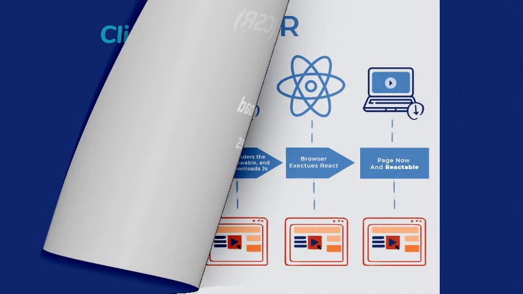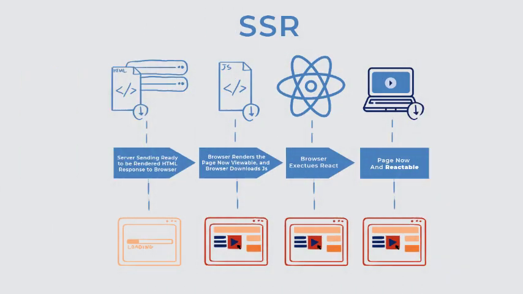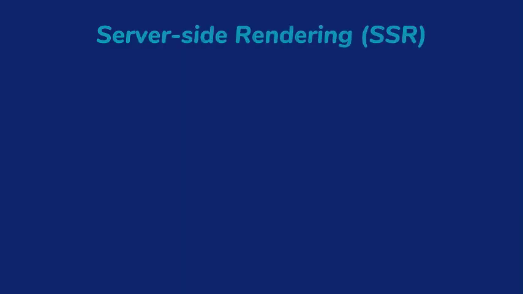Now, let's flip the script with server-side rendering, or SSR. Server-side rendering is like receiving a fully prepared meal. This has already been built for you. The server generates a complete HTML file for each request and serves it straight to your browser. No extra cooking required. Let's see how SSR stacks up.